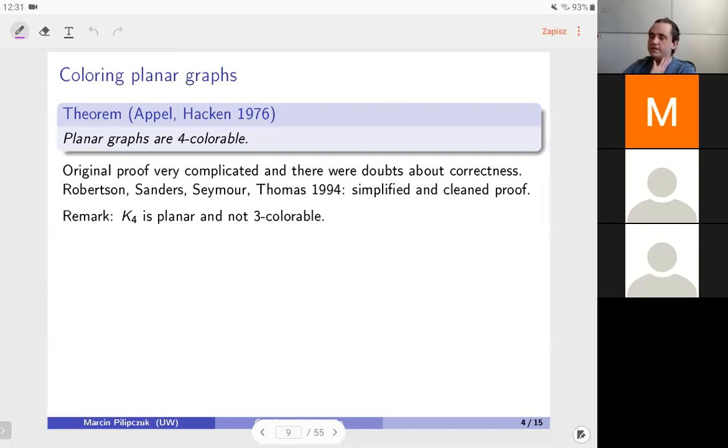The techniques needed here are somewhat interesting. There's an obvious remark here that 4 colors is the best you can hope for, because the 4-vertex clique is a planar graph and it needs 4 colors.